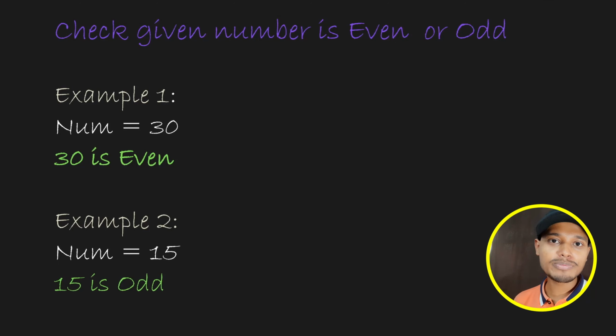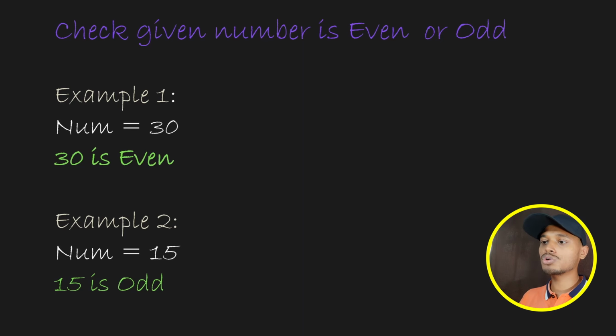Hello everyone, in this video I am going to talk about how we can check whether the given number is even or odd. As we can see in example 1, we have taken num value as 30, assigning it into num, and we are checking whether 30 is even or odd. So of course 30 is even, so the output will be 30 is even.